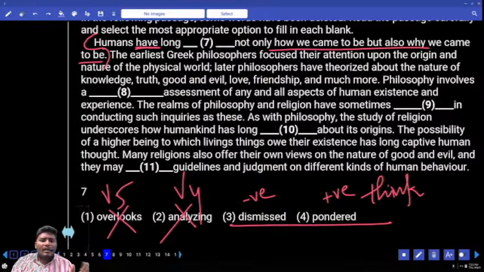Humans have long dash not only how we came to be but also why we came to be.